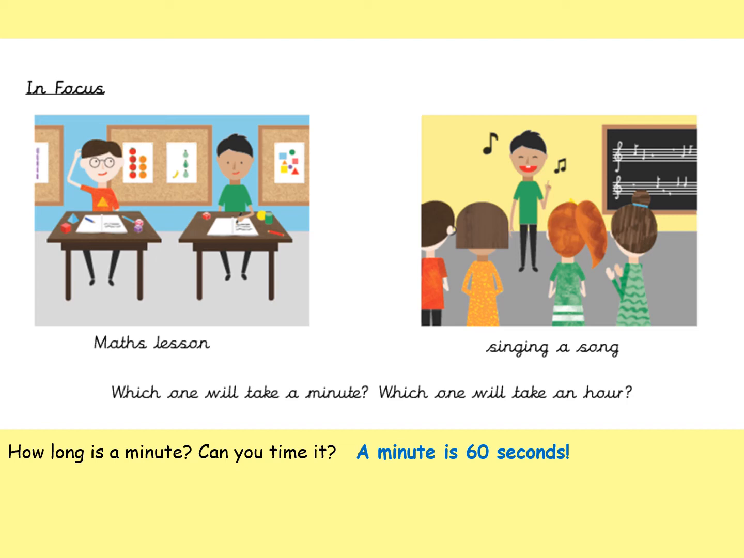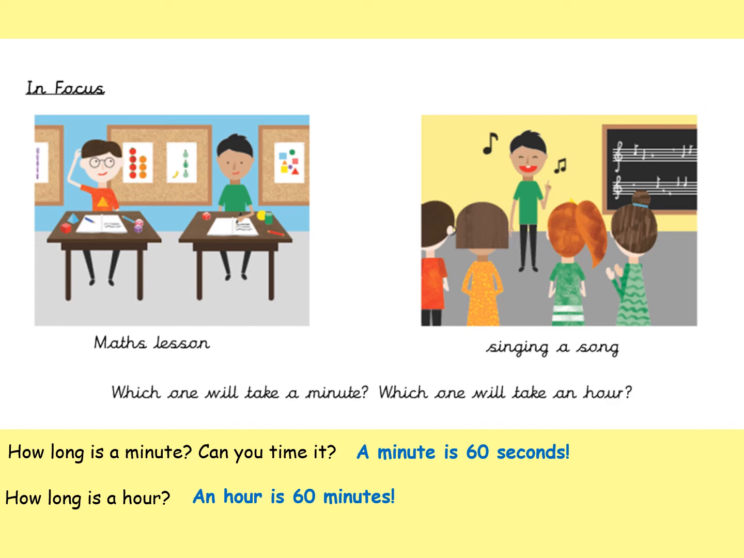Now, an hour, I think you probably know this. How long is an hour? An hour is a lot longer than a minute because there are 60 minutes in an hour. 60 minutes in an hour. So let's have a think, guys. What thing would take us a minute to do? Would a maths lesson take us a minute? Can we do our maths lesson in 60 seconds, in a minute? Or could we sing a song in a minute? Or would we sing a song for a whole hour, for 60 minutes?